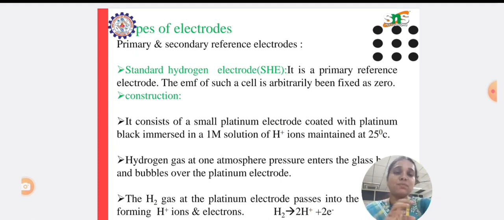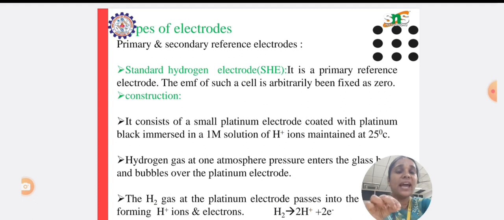Its construction is based on a platinum electrode coated with platinum black, dipped in a 1 molar solution of hydrogen ions, that is HCl, maintained at 25 degrees Celsius. A small platinum electrode is coated with platinum and dipped in the 1 molar HCl solution.